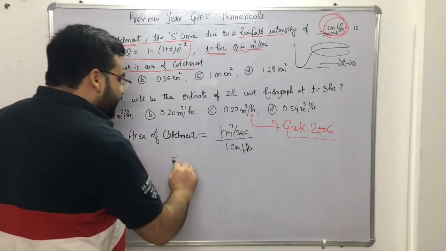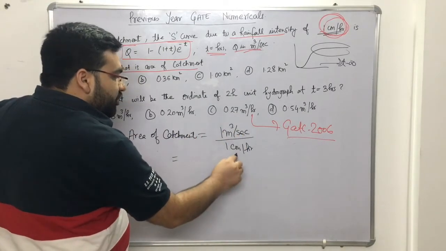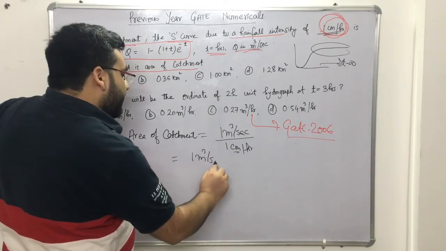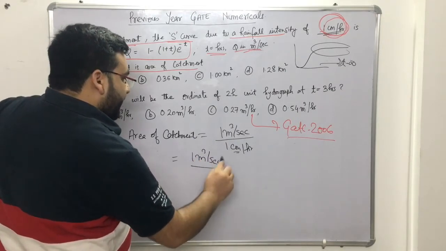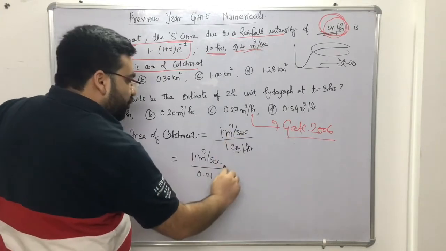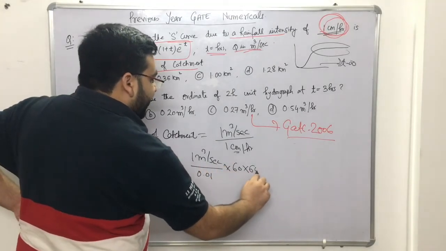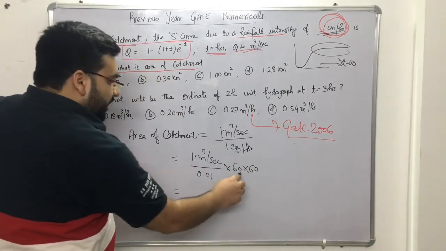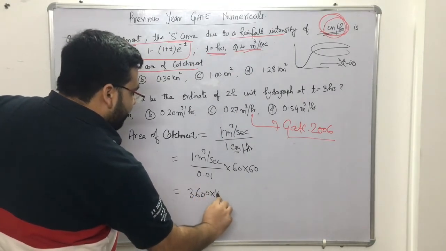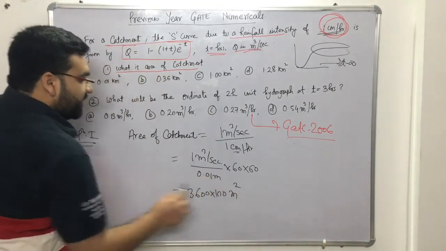Now just convert the units. This is meter cube, this is second, this is centimeter. So first of all convert centimeter into meter. So 1 meter cube per second divided by 0.01 meter per hour. Hour will go in the numerator, multiplied by 60 minutes into 60 seconds, right? So it will be equal to 3600 multiplied by 100 meter square will be the area. This was in meter square, right?